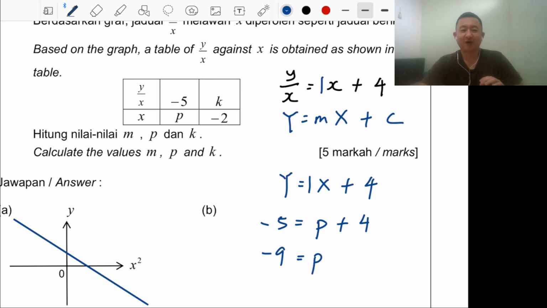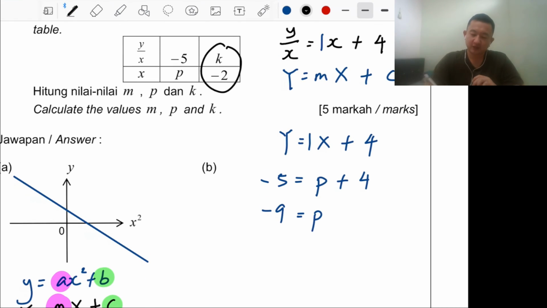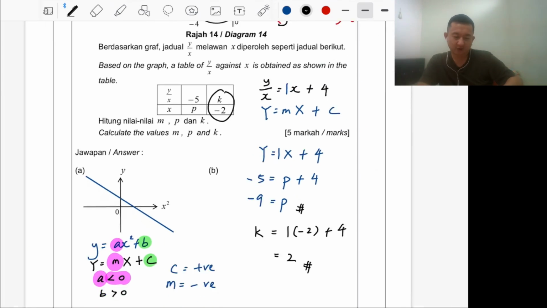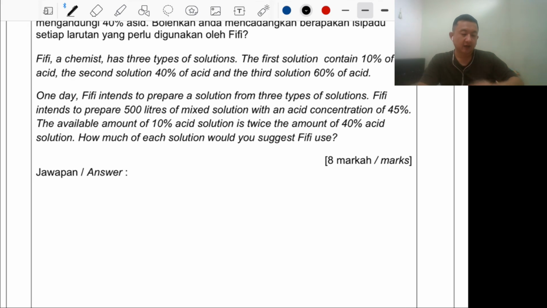Okay, right? Now we do the same thing for k and negative 2. Then k is here. Then I put 1 bracket negative 2 plus 4. So k equals 2. So this is the final answer for p. This is the final answer for k. Alright. Then we go on to the last questions.